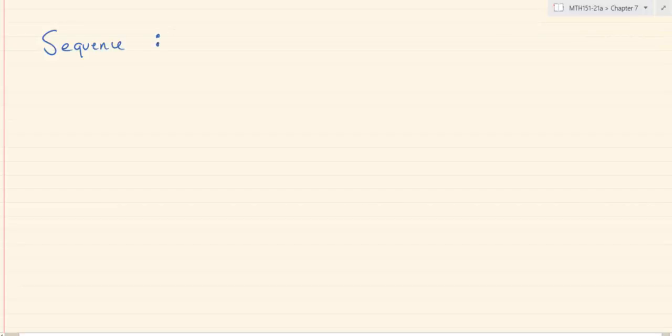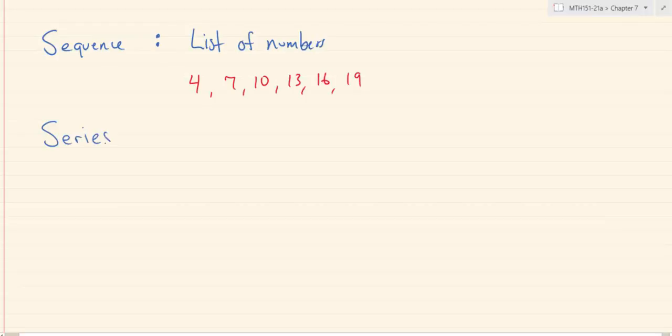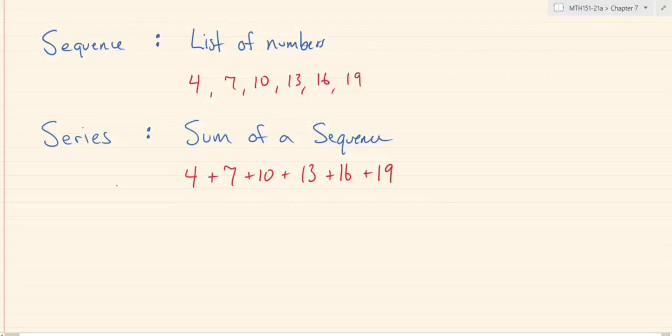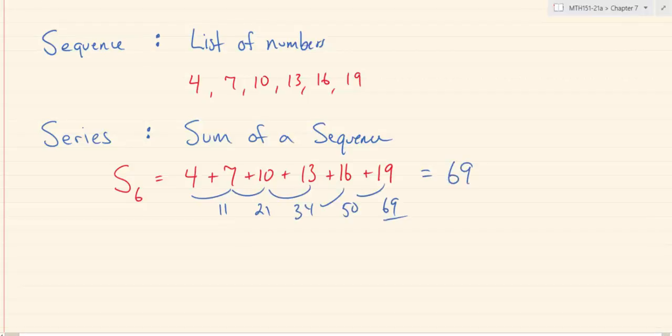So a sequence is just a list of numbers. Next, we're going to talk about a series. And a series is just the sum of a sequence. And this is represented by S sub 6. So how would you find the sum of these numbers? Just add them up. So again, this is kind of that brute force where you just list them all out, right? If you add up the first 6 of these, you get a sum of 69.